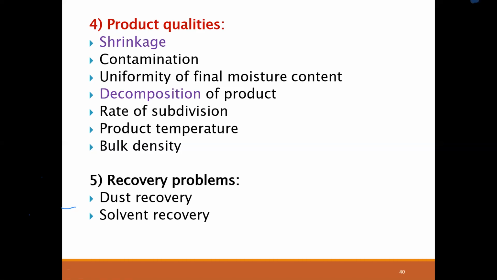Then recovery problems, so dust recovery. During drying, there is a chance of some crushing of the material, and the material becomes very dry, and from that it forms dust. How you collect the dust from the instrument or the dryer is also considered. Then solvent recovery. During drying, if the material contains different solvents, how to recover them from the material during drying, that procedure is also required.